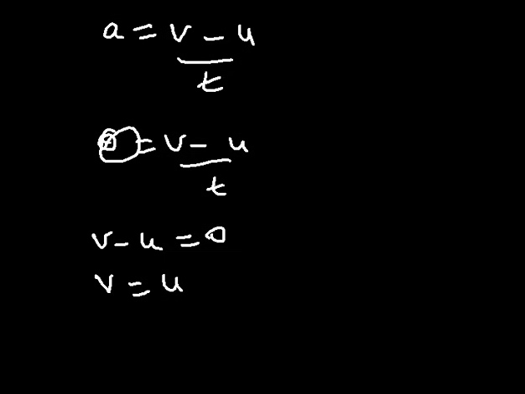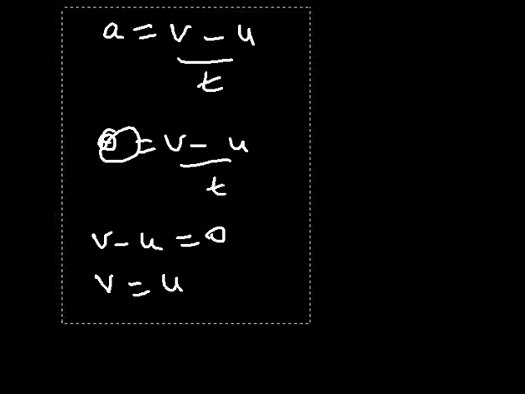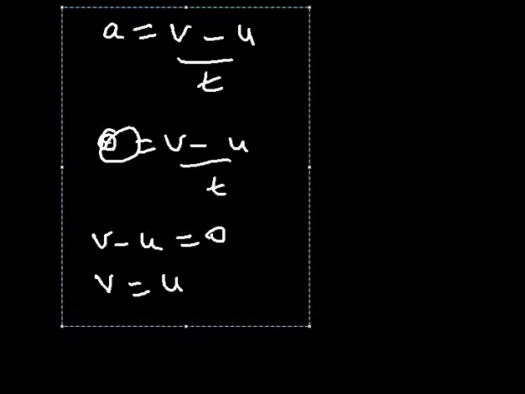So what does the final velocity being the same as the initial velocity mean? It means the object is moving at a constant speed. So whenever an object is moving at a constant speed or velocity, the acceleration is 0. So you can have the question, when do you expect the object to have 0 acceleration? It is when the object is moving at a constant speed.